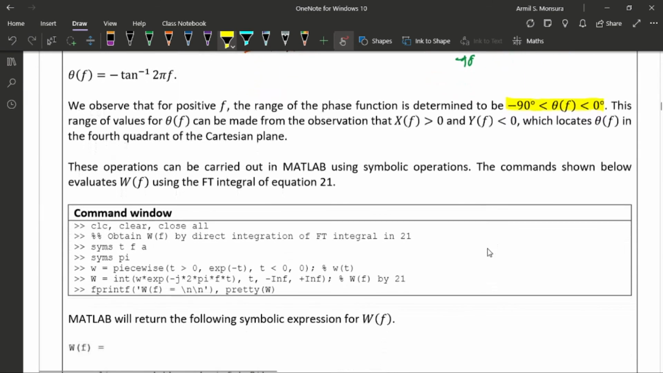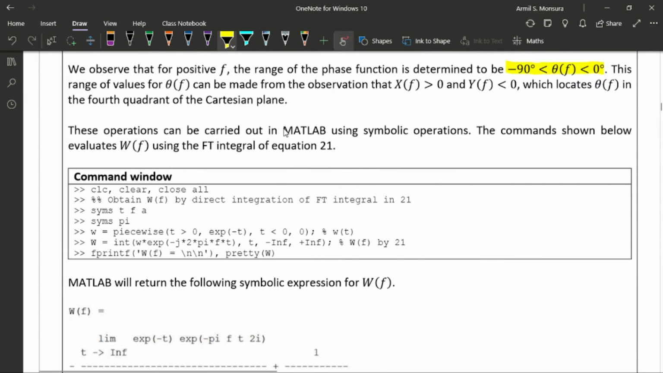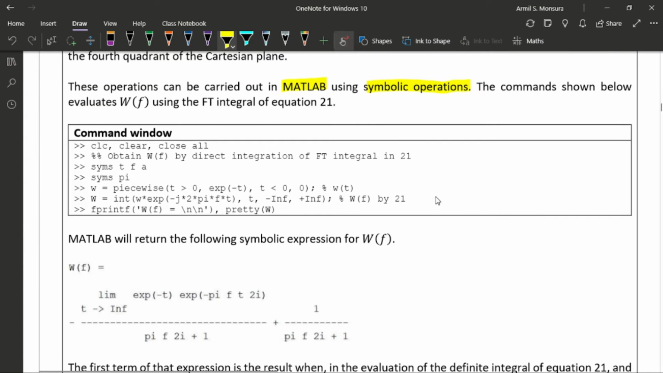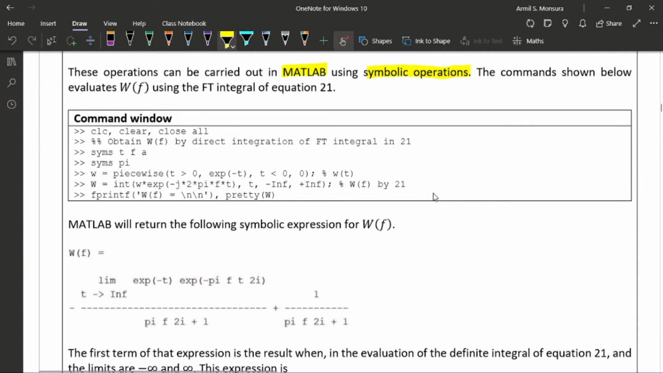You can actually use MATLAB in order to do those symbolic operations. Here we use the symbolic commands in order to evaluate the integral. This is where we use symbolic integration of your waveform.